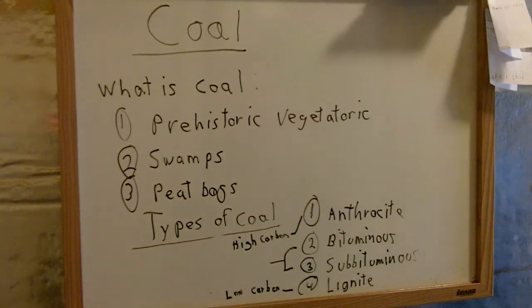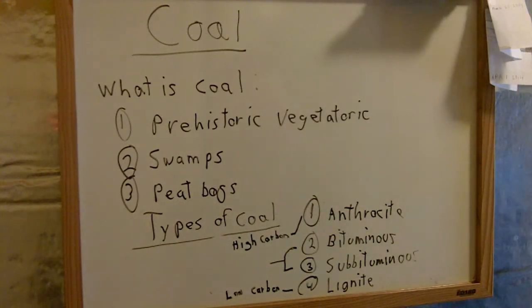Okay, let's talk about where coal came from. It came from prehistoric vegetation that basically rotted down, and the more carbon that replaces the organics makes a better coal. The coal originally came from swamps and peat bogs, and the higher the carbon content in the coal, the higher the quality or the higher the rank of coal is.